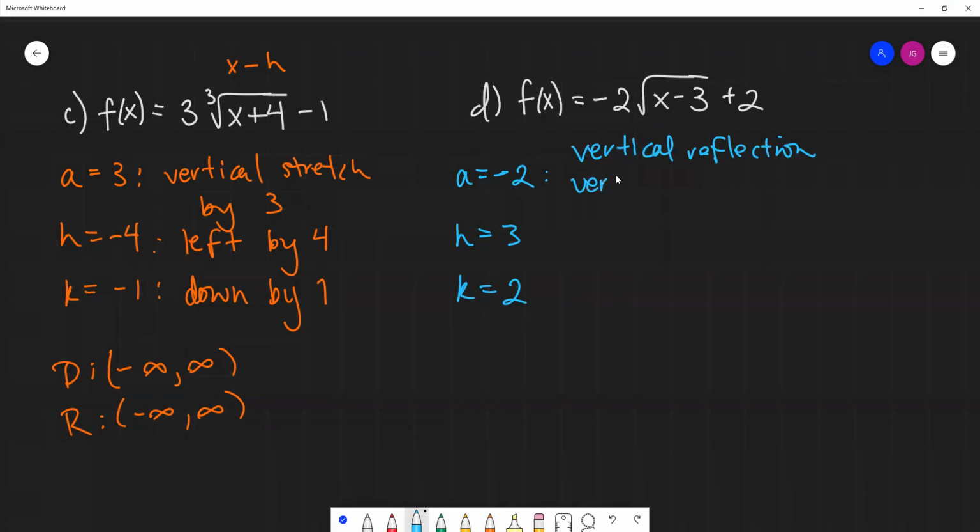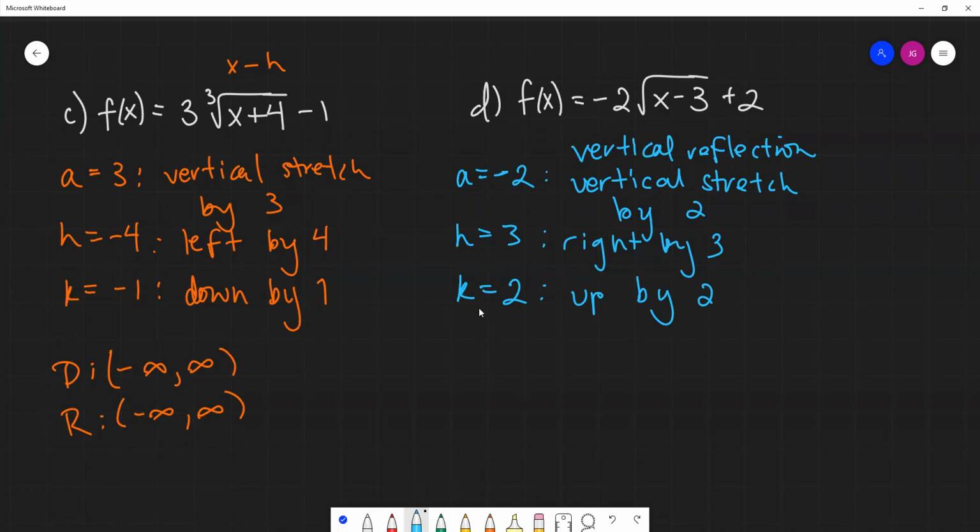And then we also have a vertical stretch because the number itself, ignoring the negative for now, is 2. So it's still a stretch by 2. So identify the vertical reflection, then ignore the negative and look at the number. If this was -1/2, it'd be a vertical reflection and a vertical shrink by 1/2, right? h equals 3, it's positive, so it's right by 3. k is 2, that's positive, so up by 2.